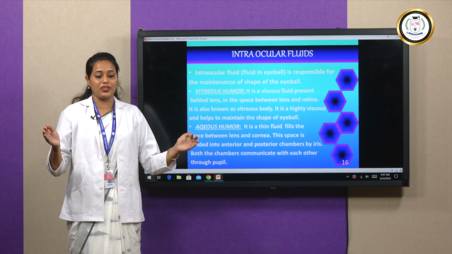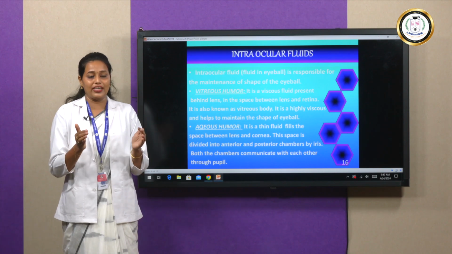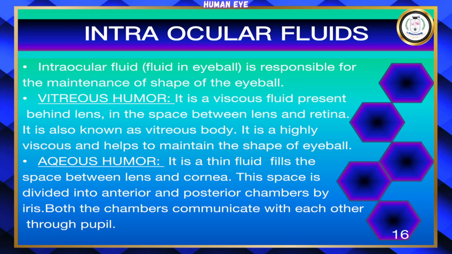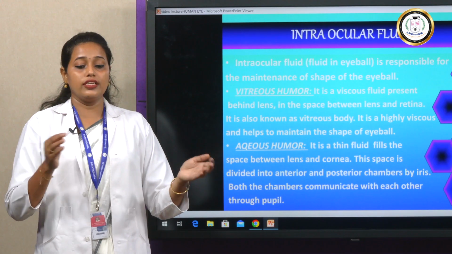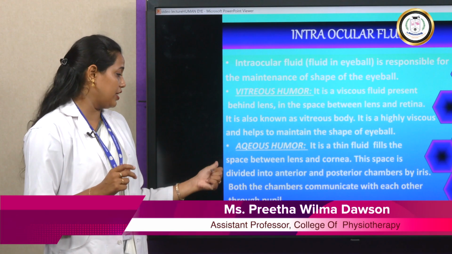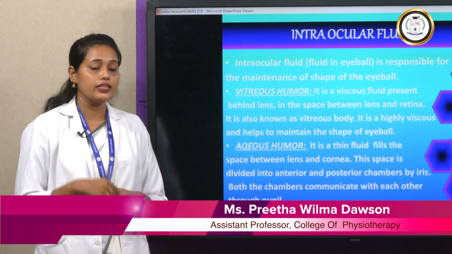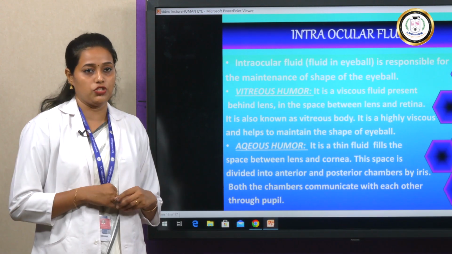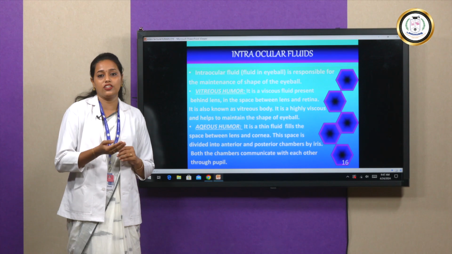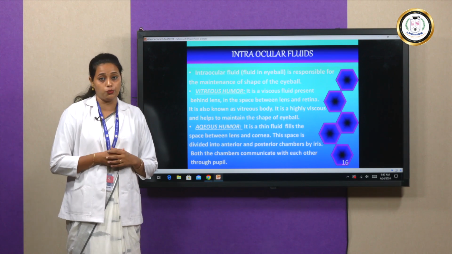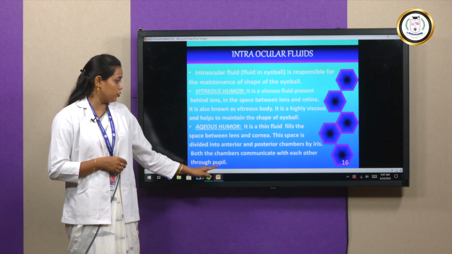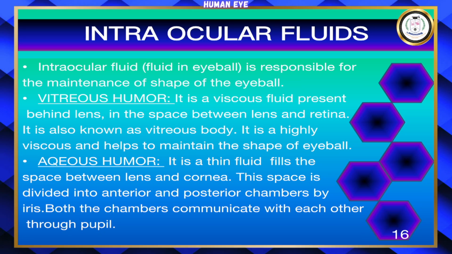Vitreous humour is present in the space between the lens and the retina. Whereas aqueous humour is present between the iris and the cornea. This can be divided into two components: the anterior chamber and the posterior chamber. The connection between the anterior chamber and posterior chamber of the aqueous humour is made by the structure called the pupil. These two fluids are mainly responsible for maintaining the contour and also the pressure of the eye, that is called intraocular pressure. Thank you.